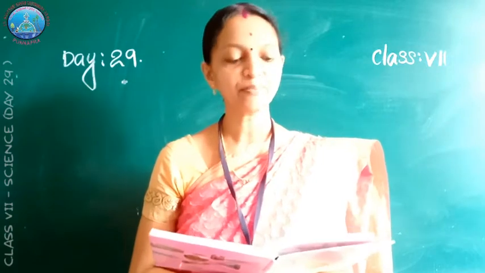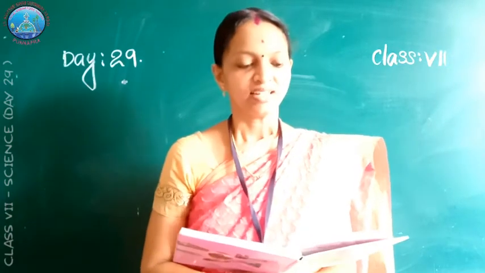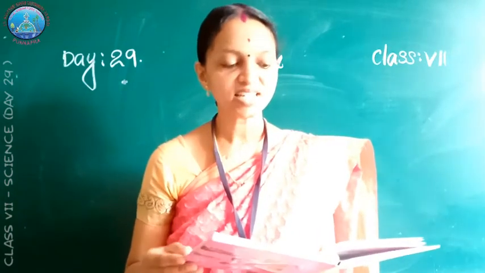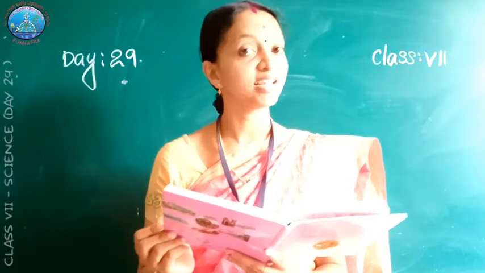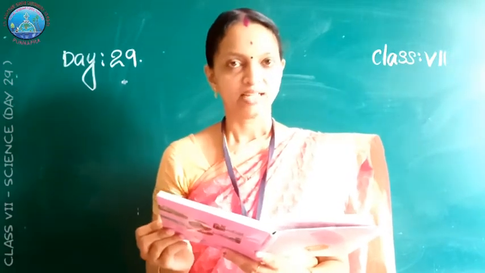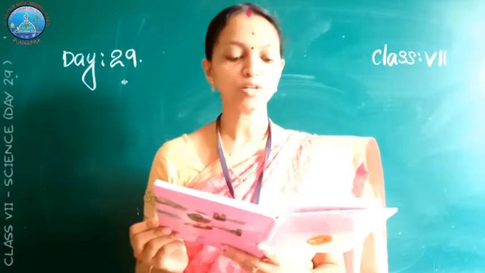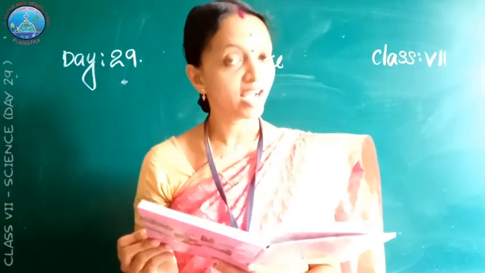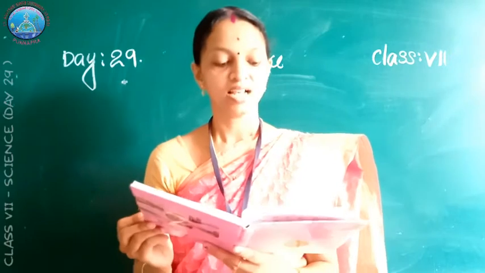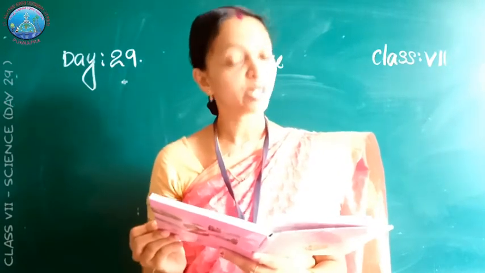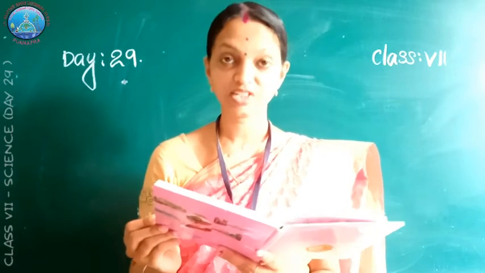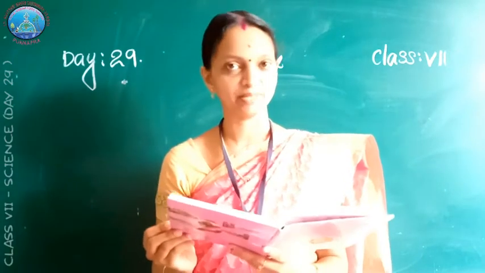First lesson, heat. First question, state the similarities and differences between laboratory thermometer and clinical thermometer. Similarities: both thermometers consist of long, narrow, uniform glass tubes and both have a bulb at one end. Both contain mercury in the bulb. Both have a Celsius scale on the glass tube.